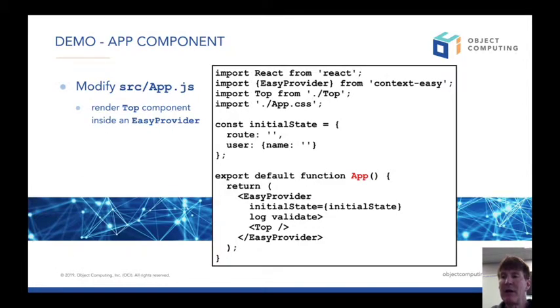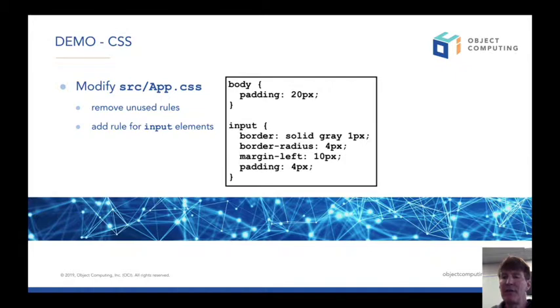Modify the existing file source/app.js. This should render a top component inside an Easy Provider. Easy Provider is given the initial state to be stored in the context. Finally, modify the existing file source/app.css, remove any unused rules, and add rules for the body and input elements.